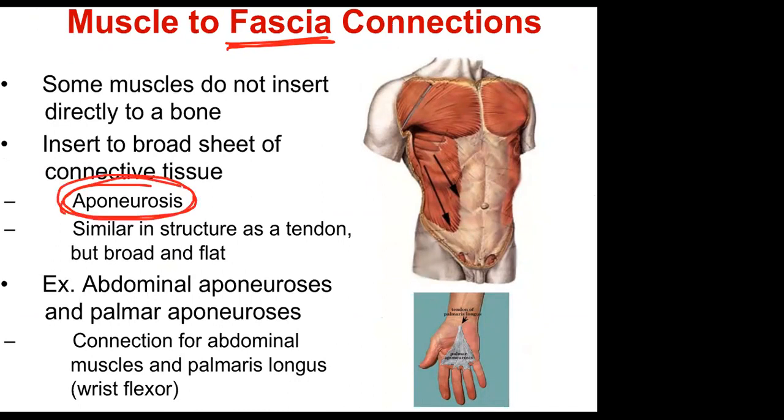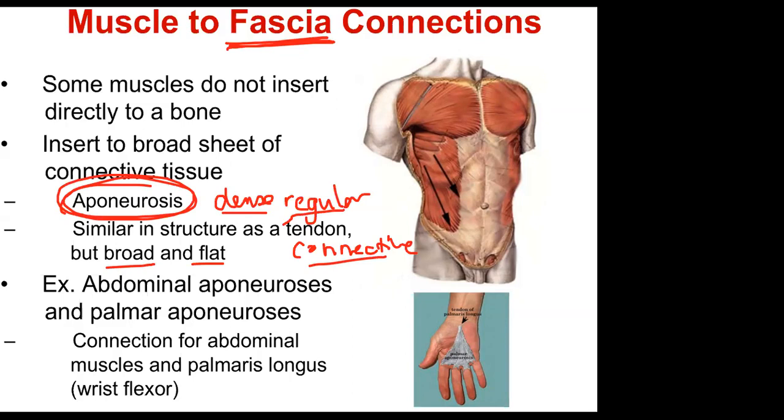Aponeurosis right here. And this structure is actually quite similar to a tendon, so it is dense, regular connective tissue. But instead of being a very tight, narrow band connecting to the bone, fascia, and aponeurosis in this example, tends to be more broad and more flat. Right? And again, we're not connecting to a bone here. This is actually providing the connection for the muscle.